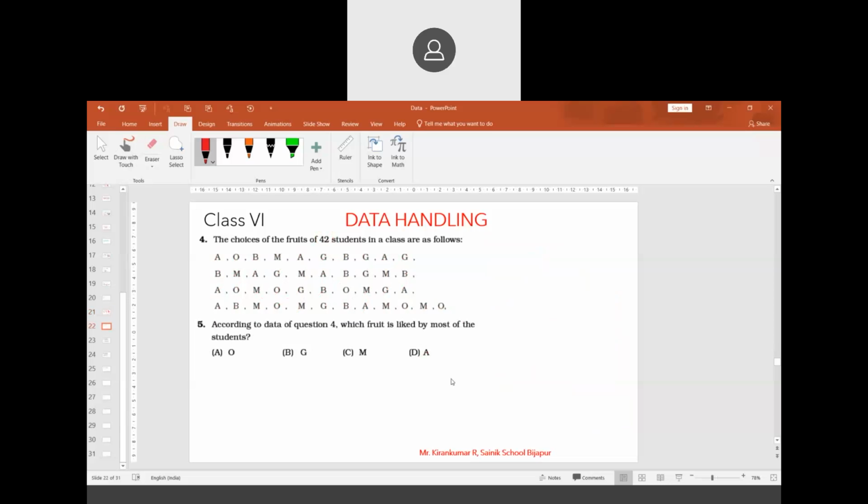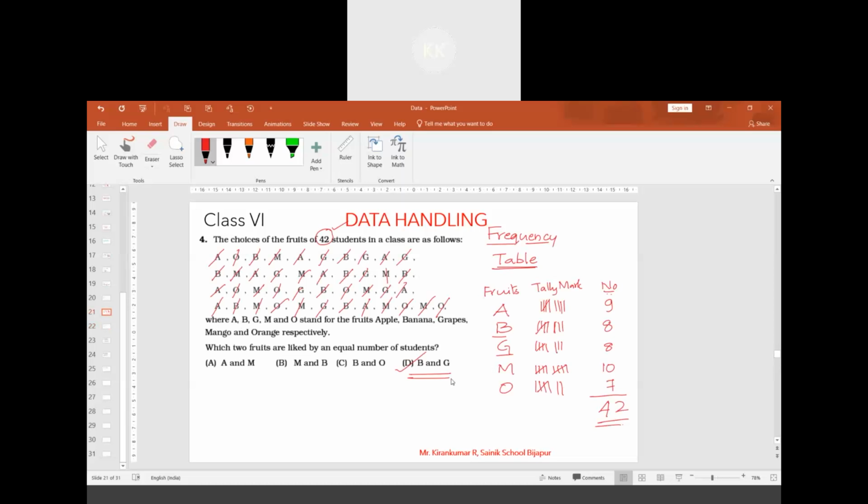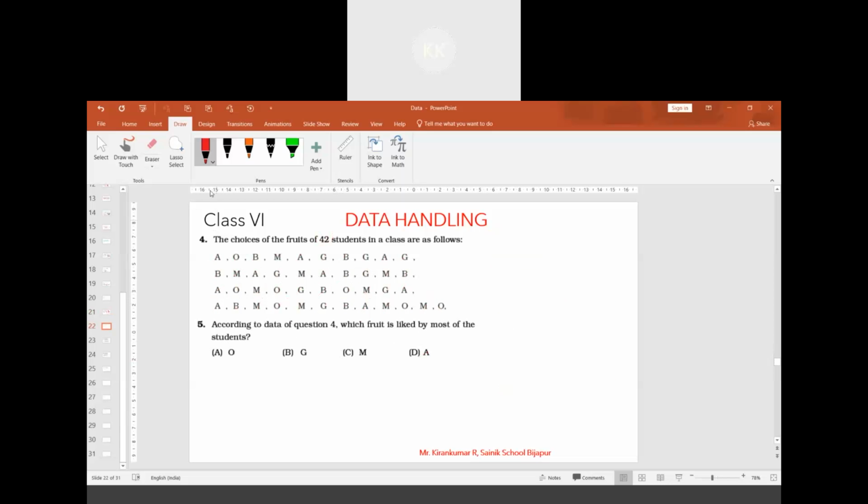In question 4, you have to identify the maximum number of students liking a particular fruit. Here, what is the maximum? 10 are there. Mango. So mango is the most liked fruit among the students.